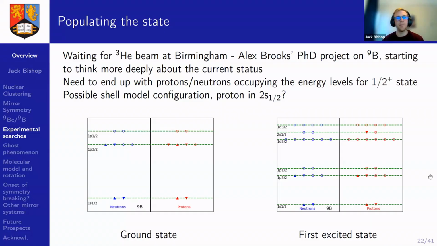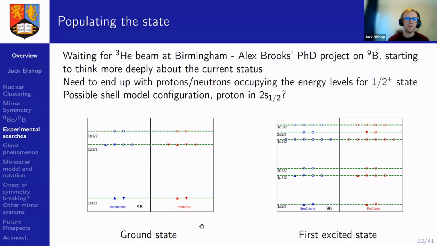So while we were waiting around for a couple of weeks for the helium-3 beam to be repaired, we started discussing more deeply what exactly is going on in this boron-9 system, and getting some practice in our R-matrix and some other theory-type things. One of the first things we talked about was that to populate this 1/2+ state, we need to have our protons and neutrons in the right energy level. So we can think about a very naive shell model interpretation of what's going on in the ground state.